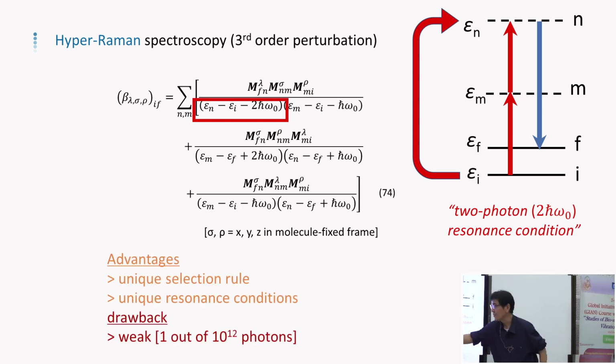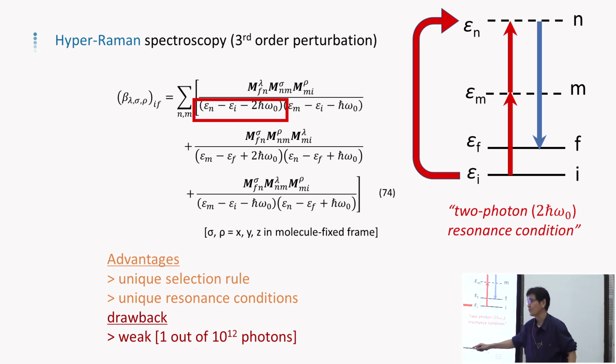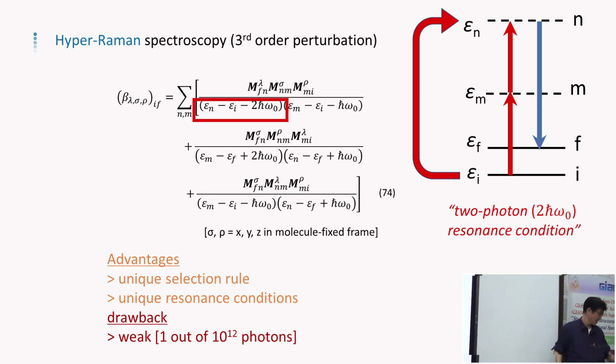Advantage: unique selection rule, unique resonance condition. Drawback: it's weak. One photon out of 10 to the 12th power photons. Okay.